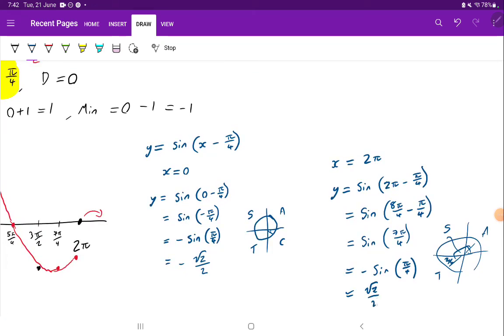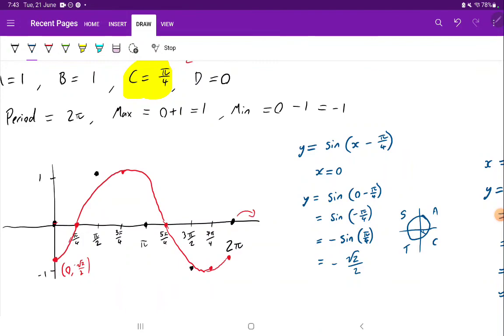Which also makes sense because since the period is 2 pi, it means that the values repeat after 2 pi. And since the value over there is going to be negative square root of 2 on 2, then the value over here at 2 pi also has to be negative the square root of 2 on 2. So whenever you're sketching some functions, it's always good to make sure that, if possible, you put your endpoints in, because those are going to be key points.